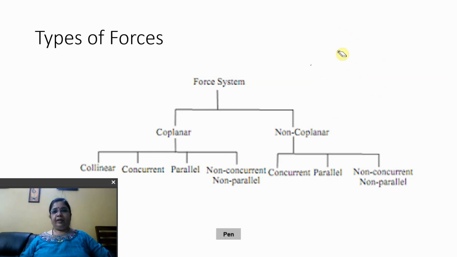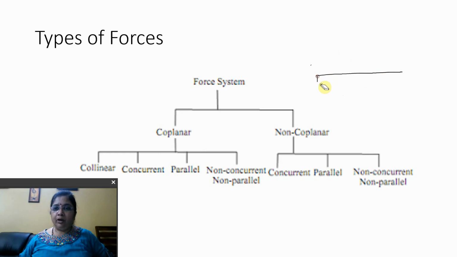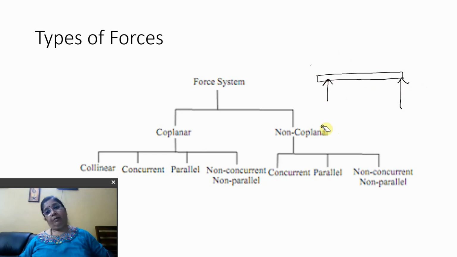Then we have parallel. Parallel is two people, let us say, pushing a car, working in the same direction. Parallel force. Non-concurrent, non-parallel. You can have non-concurrent and parallel. So you have a block here, right? There is a support here. There is a support here also. It is non-concurrent because the forces are acting at two different places, but they are parallel.